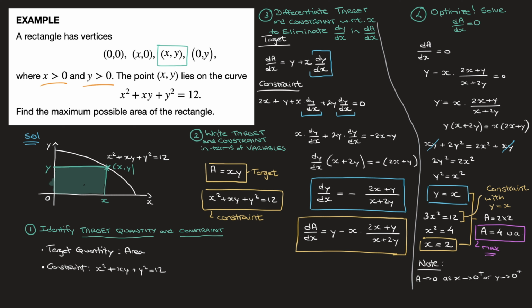That's it for this tutorial on higher level optimization problems. Do remember the 4-step method we've just worked through, and keep in mind that in essence the first 2 steps are identical to what we had seen with standard level optimization problems, and the key difference we come across is in step 3, where we differentiated both the target and the constraint with respect to x, and once that was done, thanks to the derivative of the constraint, we were able to eliminate the dy/dx we had inside the derivative of the target to obtain an expression for the derivative of the target solely in terms of x and y, which we would then equate to 0 in step 4. All that being said and done, that's it for this tutorial.